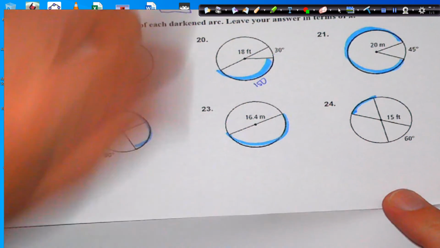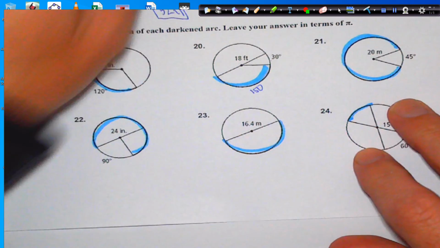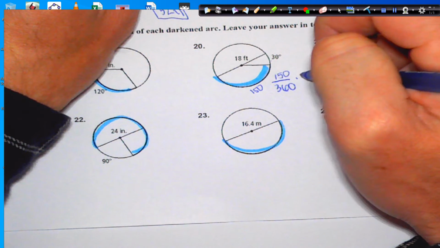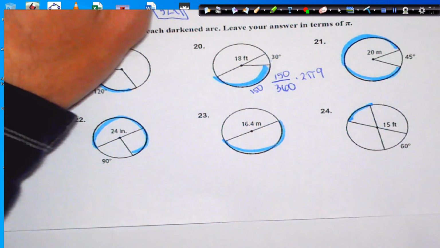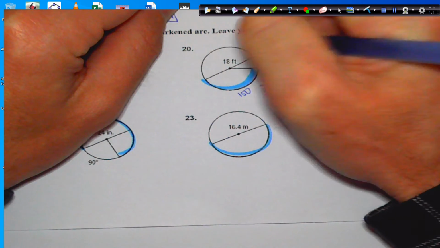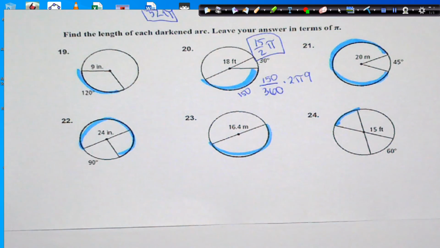And so to find arc length, we do the circumference, and then we do what portion of the circle are we looking at? Well, it's out of 360, so I'm looking at 150 degrees out of 360 times, and this is the whole diameter, so that's going to be 2 pi 9. 9 is our radius. Or we could have just done diameter pi, which would be the same thing. And so here we get 150 divided by 360, then multiplied by 2, and multiplied by 9. And I get 15 over 2 pi. And you can leave your answer just like that, 15 over 2 pi for that one.